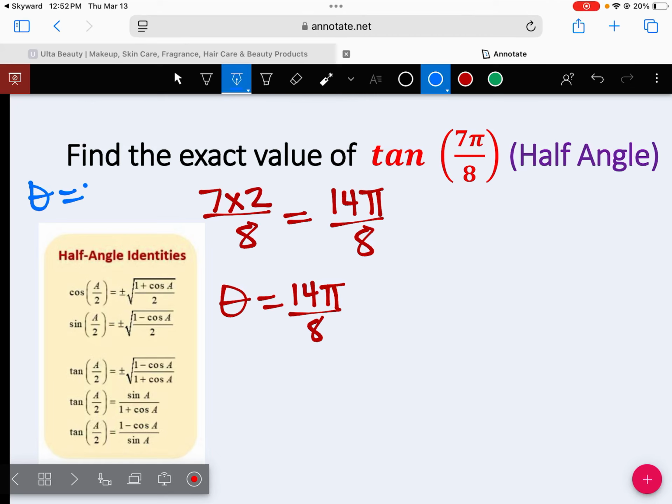The angle that we're using, after we multiply by 2, we get 14 pi over 8. 14 over 8 reduces to 7 pi over 4, which is on our unit circle. So this is our angle.